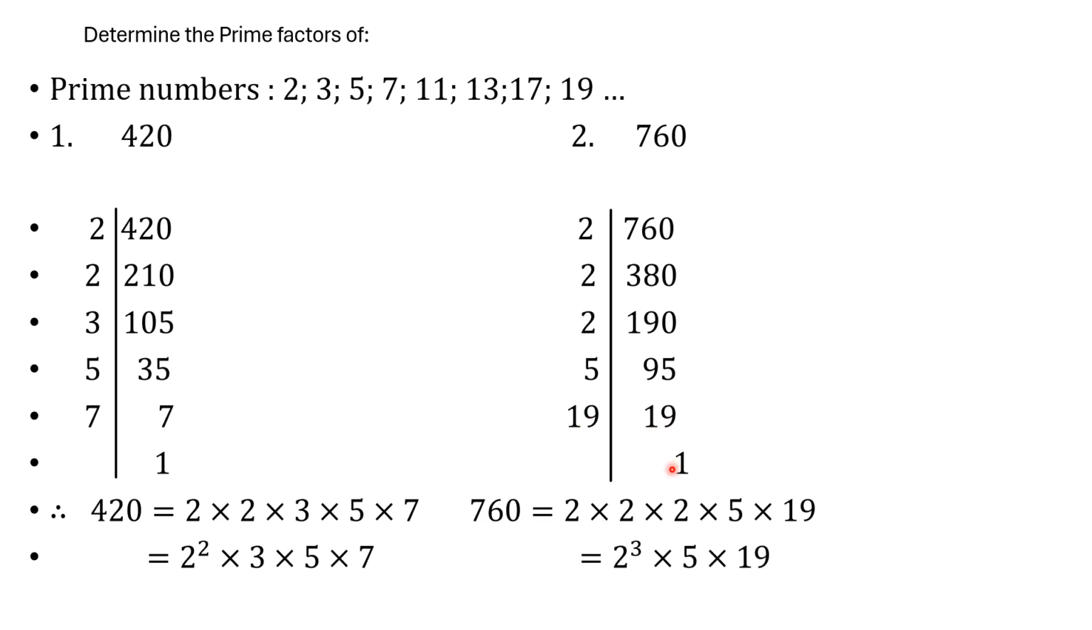Therefore I get 1, so I can specify that 760 equals 2 times 2 times 2 times 5 times 19. They have three 2s, so when I multiply and the bases are the same, 1 plus 1 plus 1 gives me 2 to the power 3 times 5 times 19. Right, so that's how we find prime factors. Now we're going to look at how we use these prime factors to get the highest common factor.